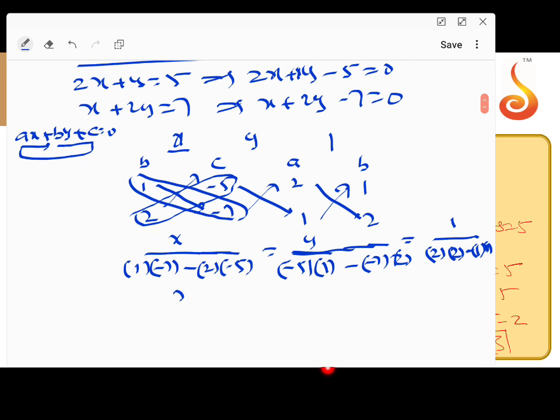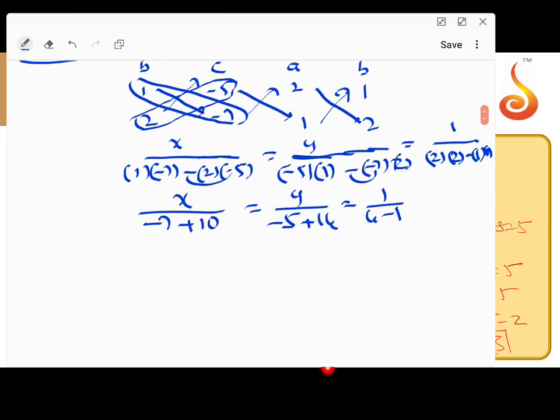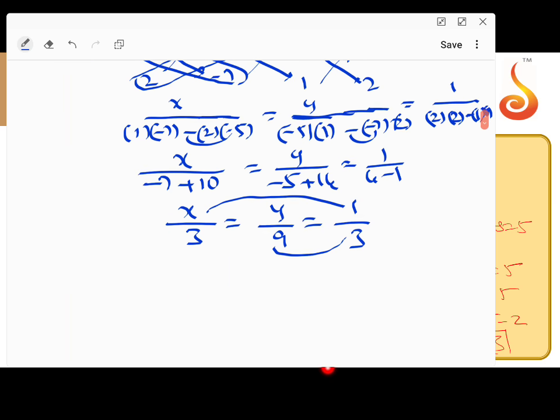So now next step. Understand everyone? So here x by gets simplified. Minus 7 is minus minus positive 10, and y by minus 5 is minus minus positive 14, equal to 1 by 4 minus 1. So x by 3 equal to y by 9 equal to 1 by 3. Clear now? So 10 minus 7 is 3. 14 minus 5 is 9. 1 by 3. So I want to find x value, equate first and last. I want to find y value, equate second and third.